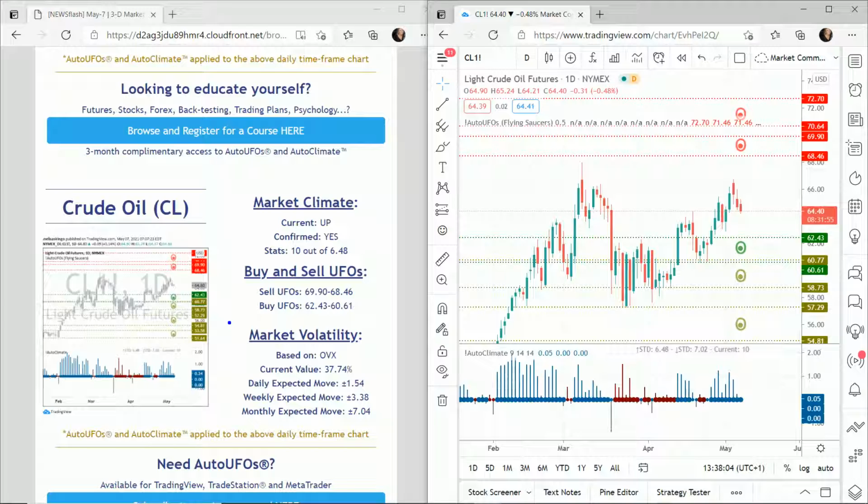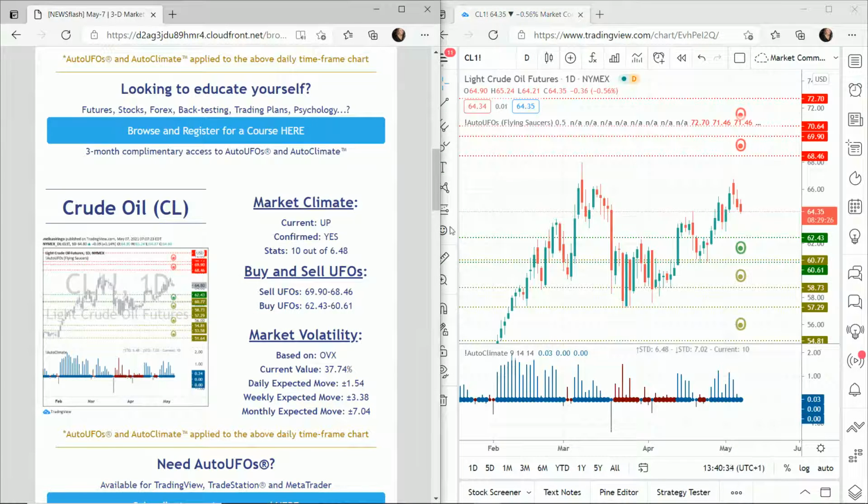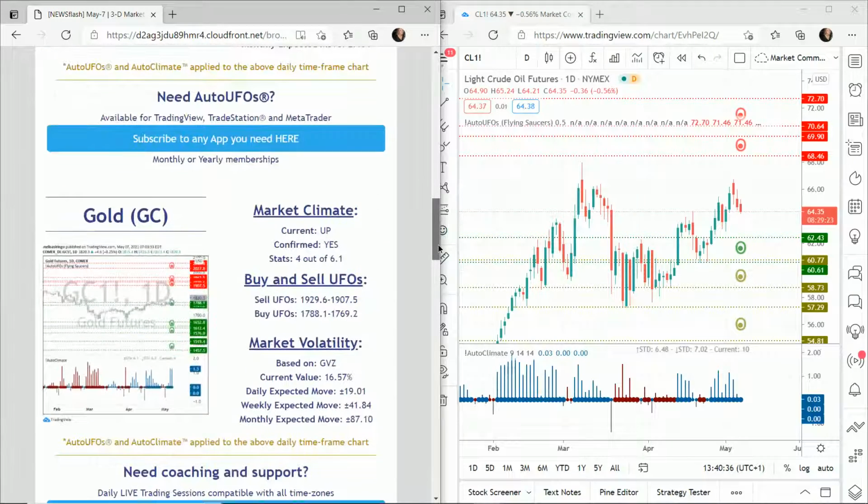Now in terms of volatility, we'd expect movement up or down in one day of 1.54 points. It would be up or down of 3.38 points in one week, and in 1 month, up or down of 7.04 points. So again, overall probability there to the upside for oil, although not as strong as, say for example, what we saw on the S&P. Okay, moving on to the next market, which is gold.